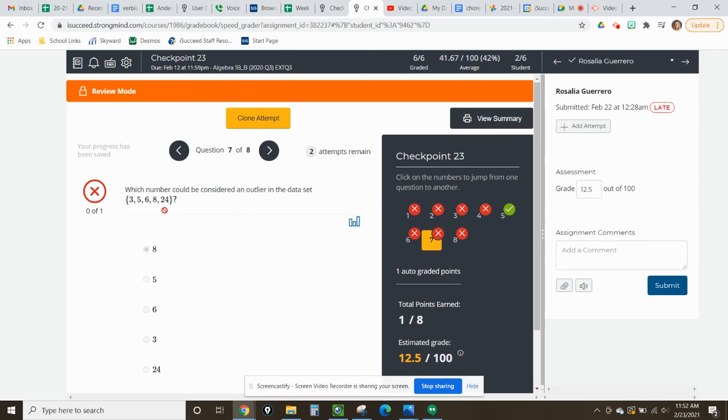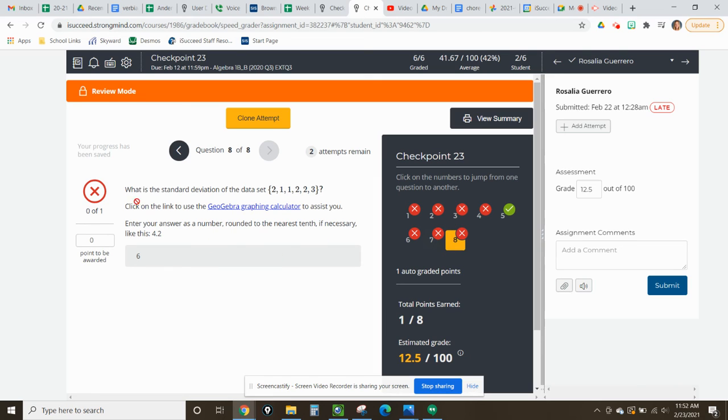Which number could be considered an outlier? So here you go, 3, 5, 6, 8, and 24. Outlier means which one doesn't fit in, which one's farther away. So like 24 is a lot bigger than all of these other ones that are pretty close to each other. So you should choose 24 there.